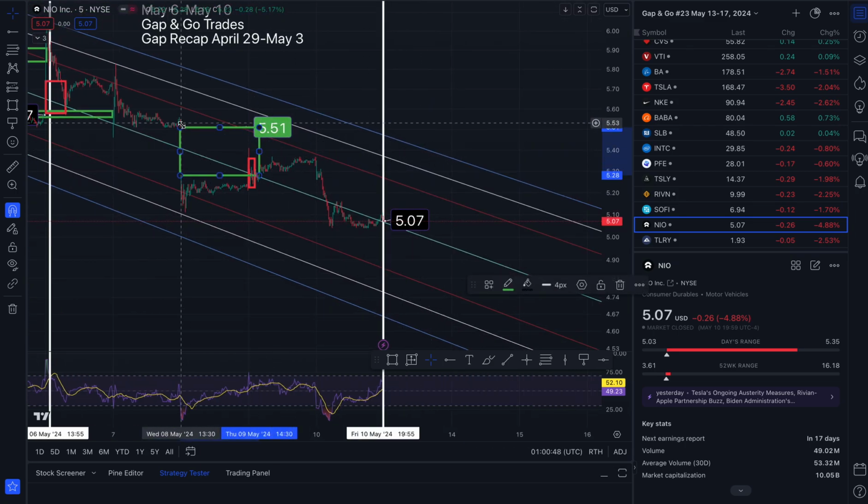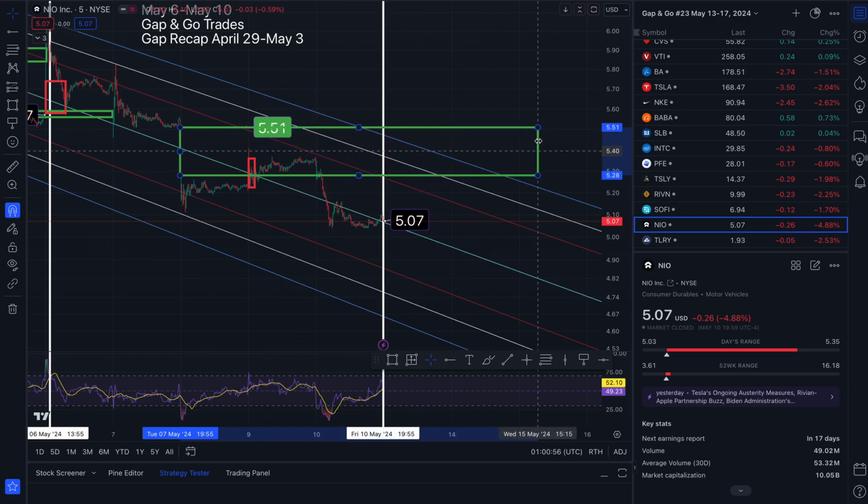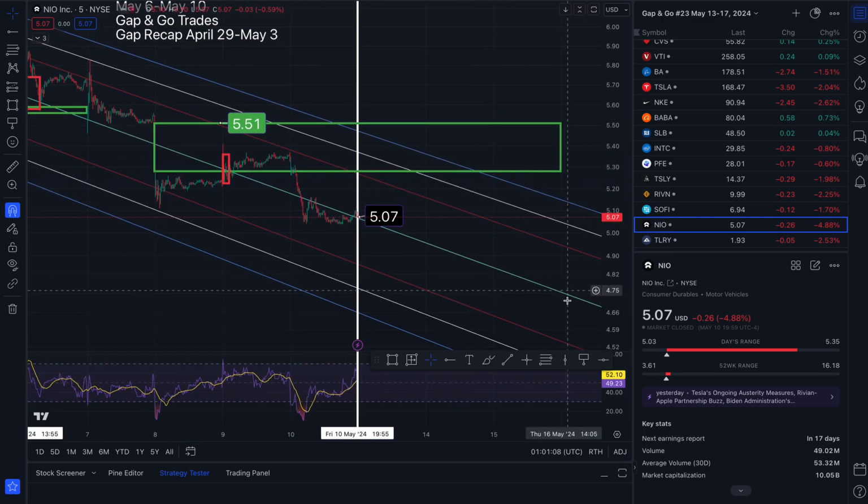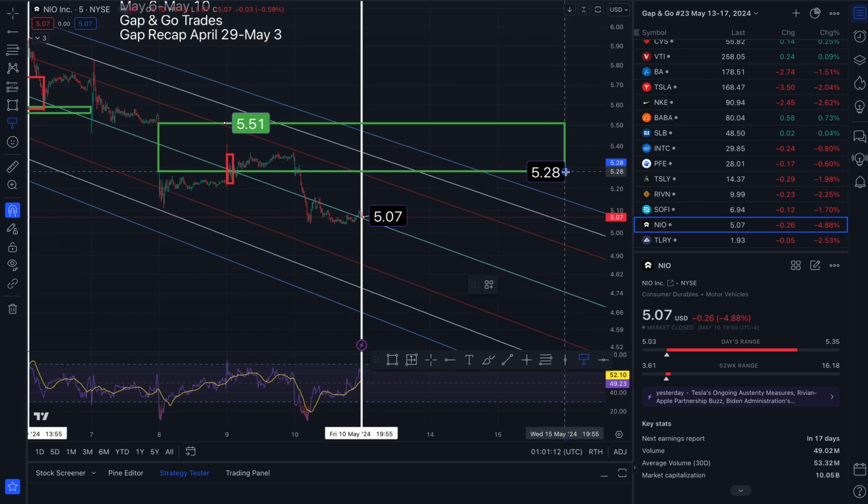Okay, this gap opened up, a gap down, so I anticipate a gap up. So I put it in green. And this will play out sometime this week, and it could even touch on Monday. So that will take us to 551. It will begin at roughly 528.